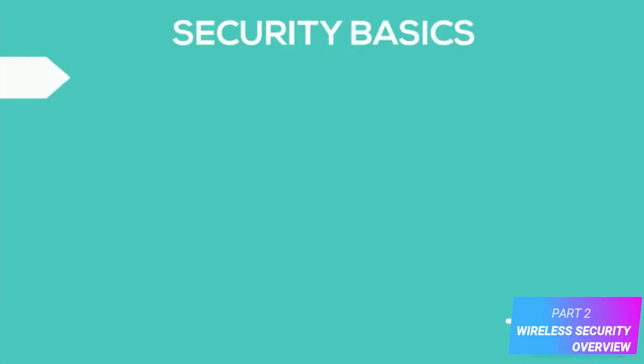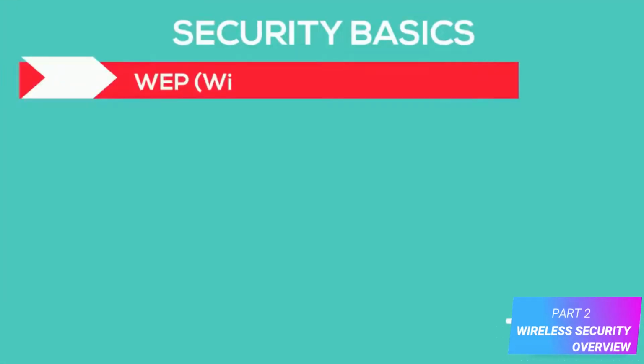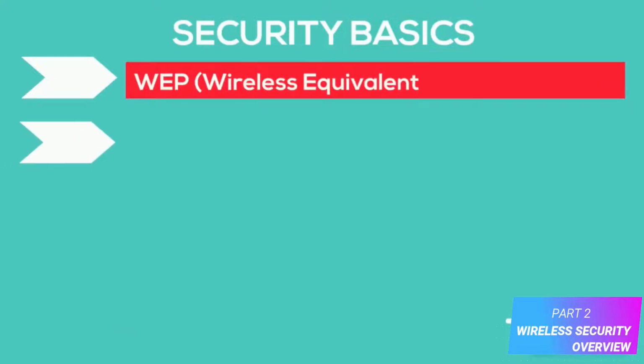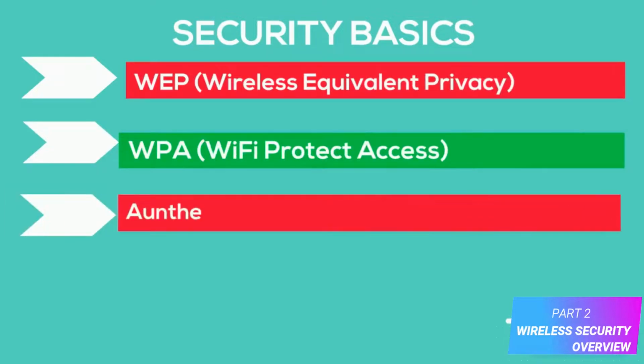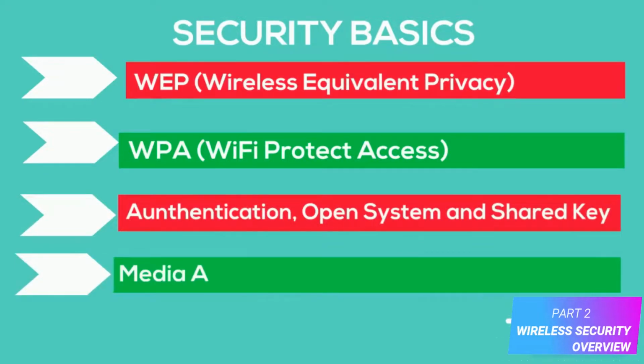Security basics. 1. WEP, Wired Equivalent Privacy. 2. WPA, Wi-Fi Protected Access. 3. Authentication, open system and shared key. 4. Media access control address filtering.